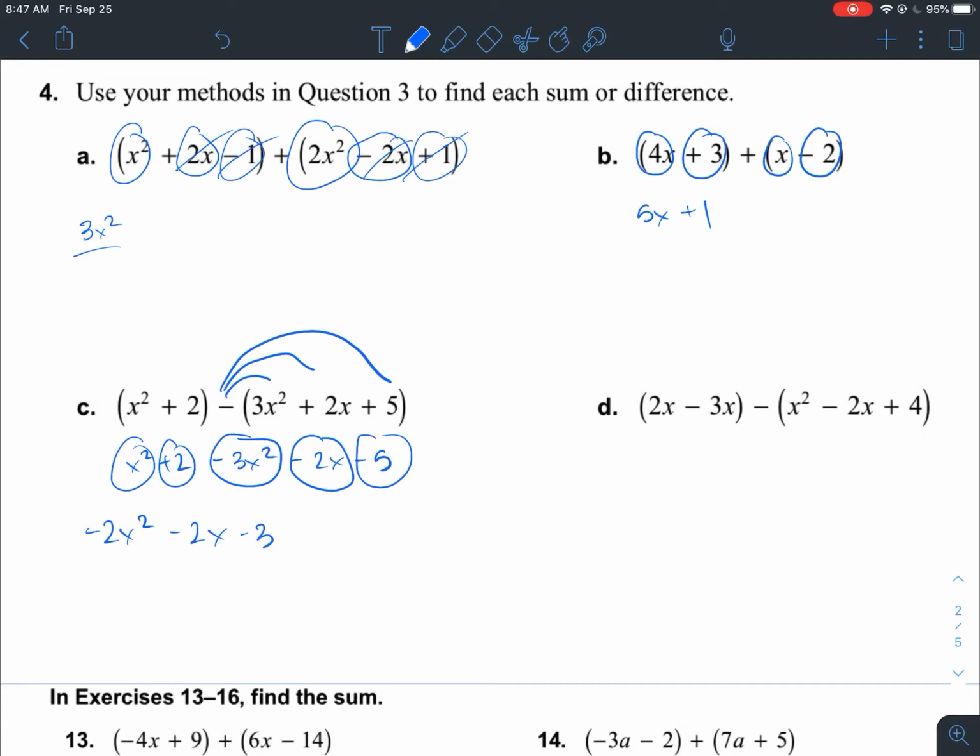Alright, and then for D, so we have 2x minus 3x. Since we're subtracting, distribute the negative, so it's minus x squared plus 2x minus 4. So we have 2x and negative x squared. Oh, we can't add those together because they don't have the same variable. So we have negative x squared. Then we have 2x minus 3x and positive 2x. So 2 and 2, that'd be 4 minus 3. So that would just be plus x. And then we'd have minus 4.